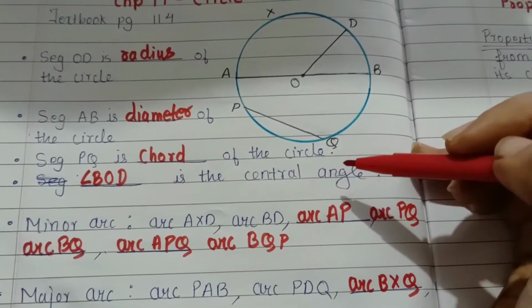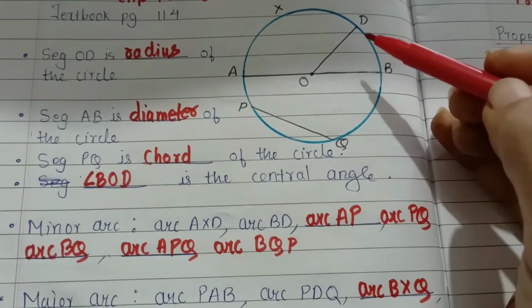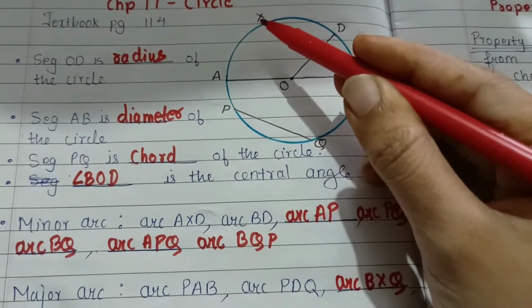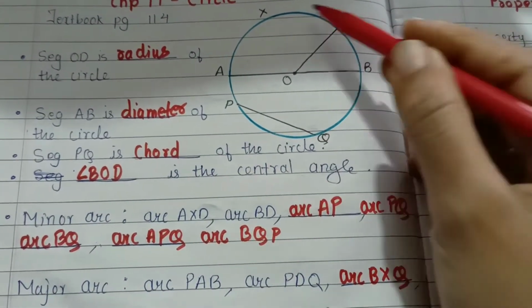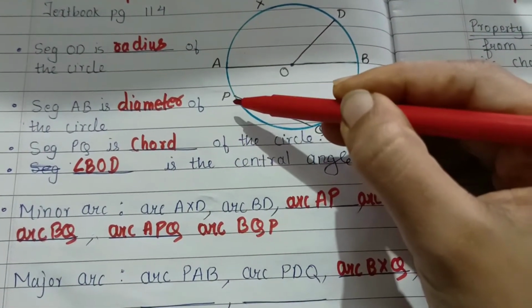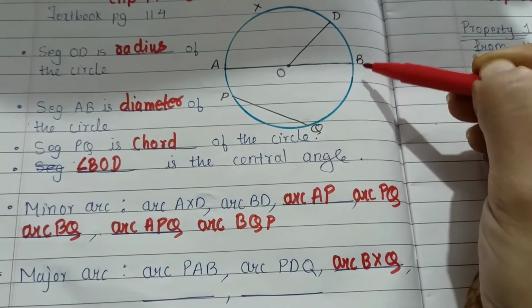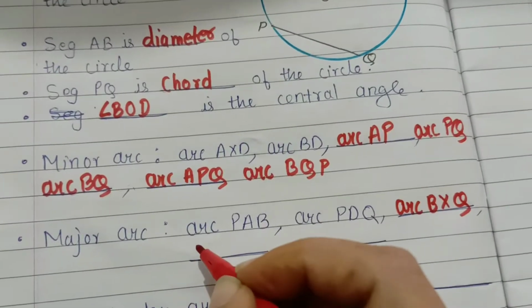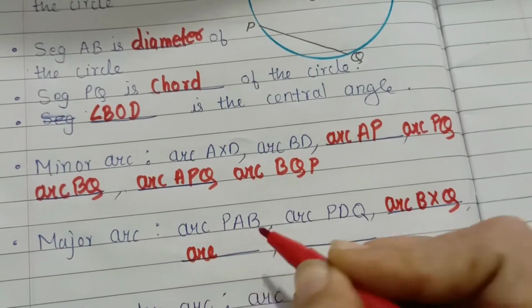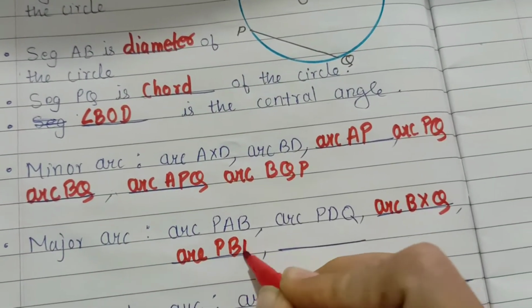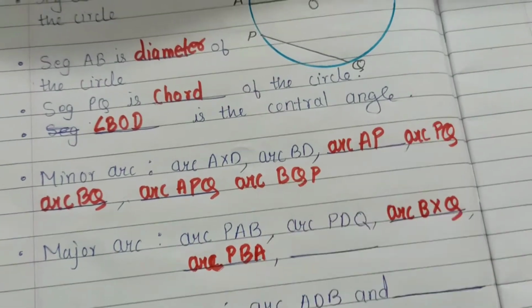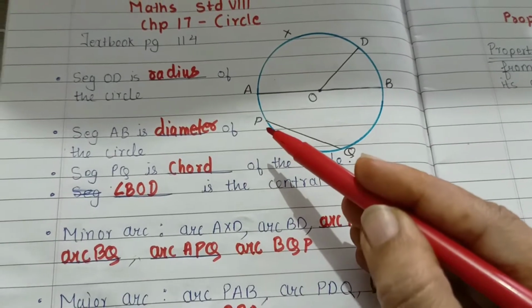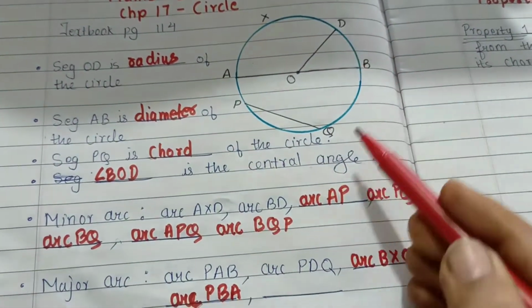Next we have another major arc, that is arc P, B and A, like this. So I'll write it down over here, arc P, B, A. Next another arc, that is arc P, X, Q.